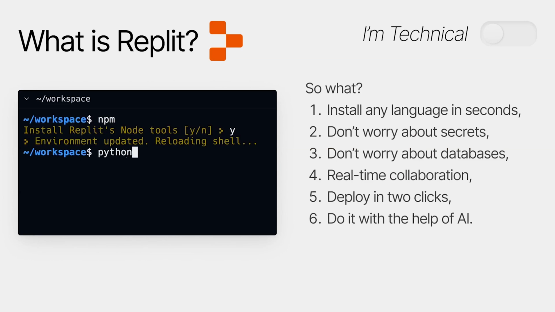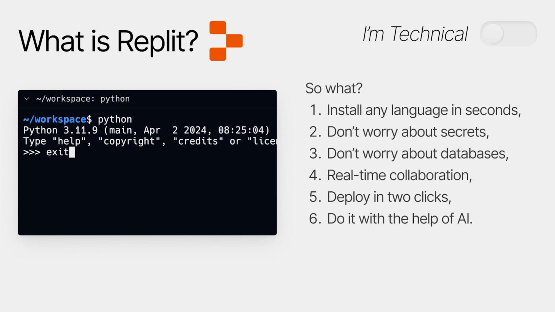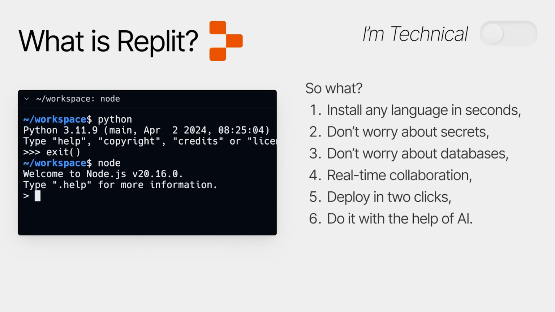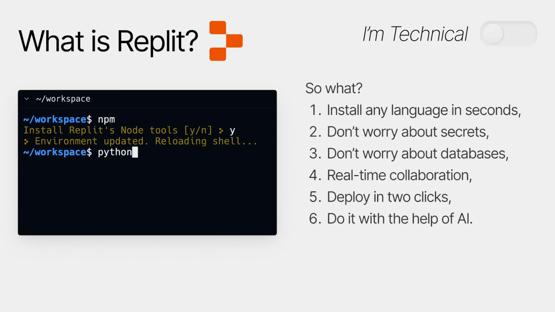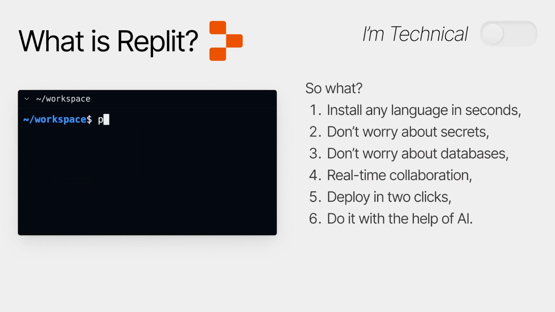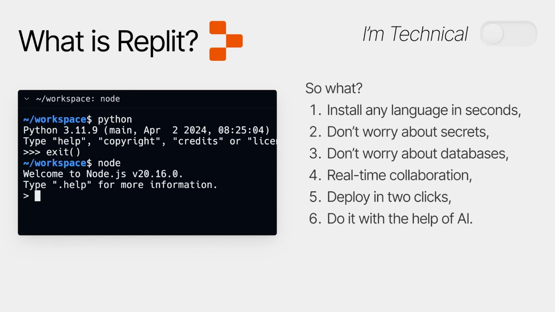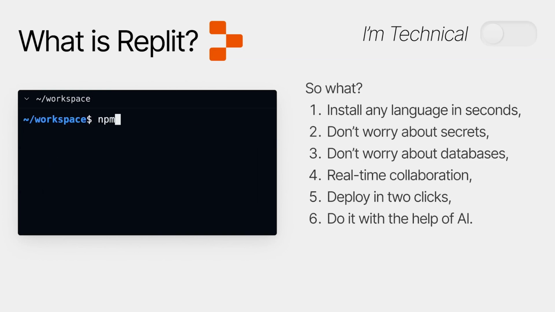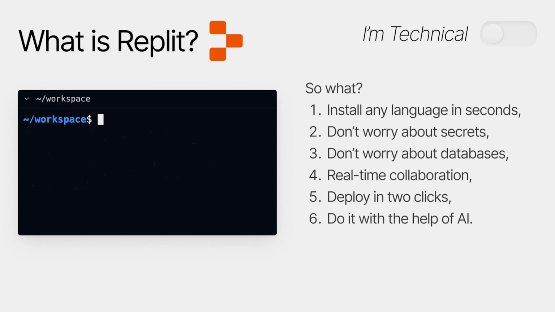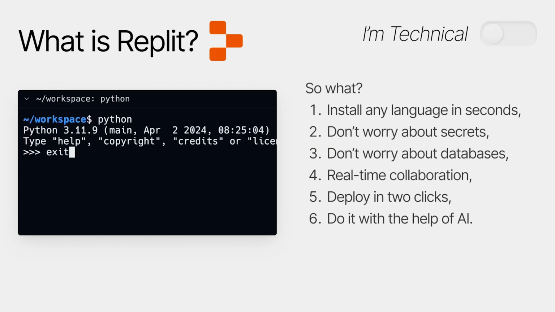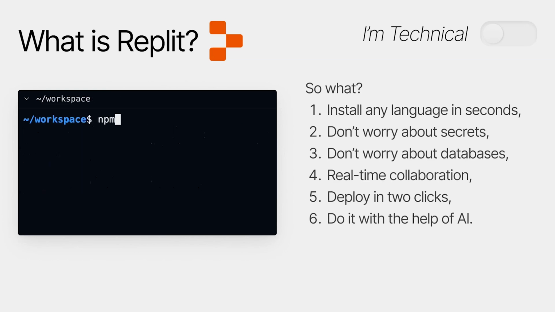But I think an important question is, right, so what? This is a big fancy tool, right? There's all this code running. It means that you can install any language in seconds. So this GIF here is installing Python and Node in its own isolated environment in this REPL, which, if you're more technical, you can think about like a container. But if you're not technical, just think about it like it's its own place to write code. It's its own separate computer. So you don't have to worry about configuring virtual environments or even figuring out what those are. You can focus on writing code and building things. And that means you can install any language in seconds. You don't have to worry about secrets. We can configure databases for you. You can collaborate in real time, deploy those projects in 2 clicks, and do it with the help of AI.